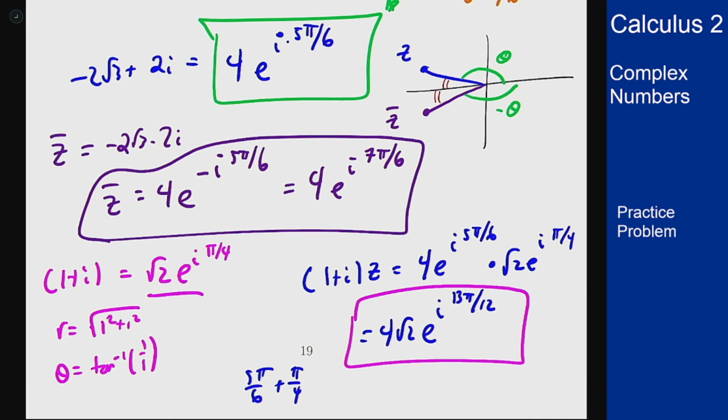We could convert that back into standard form, or rectangular form, by writing out cosine of 13 pi over 12 and sine of 13 pi over 12, but those aren't special angles. There's no real need to write that out. We can leave our answer here in this exponential form. That's how you would set up and solve the different problems involving the exponential form of complex numbers.